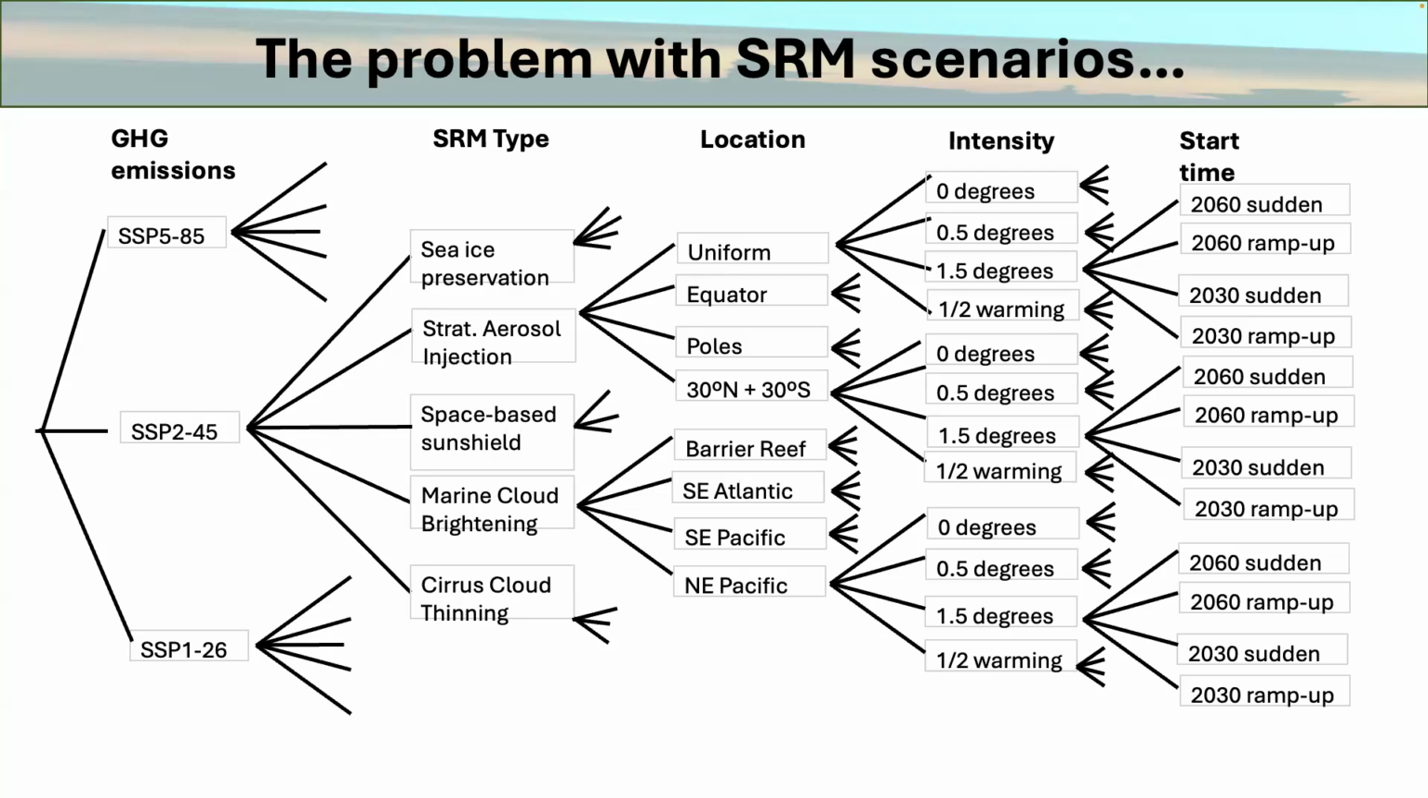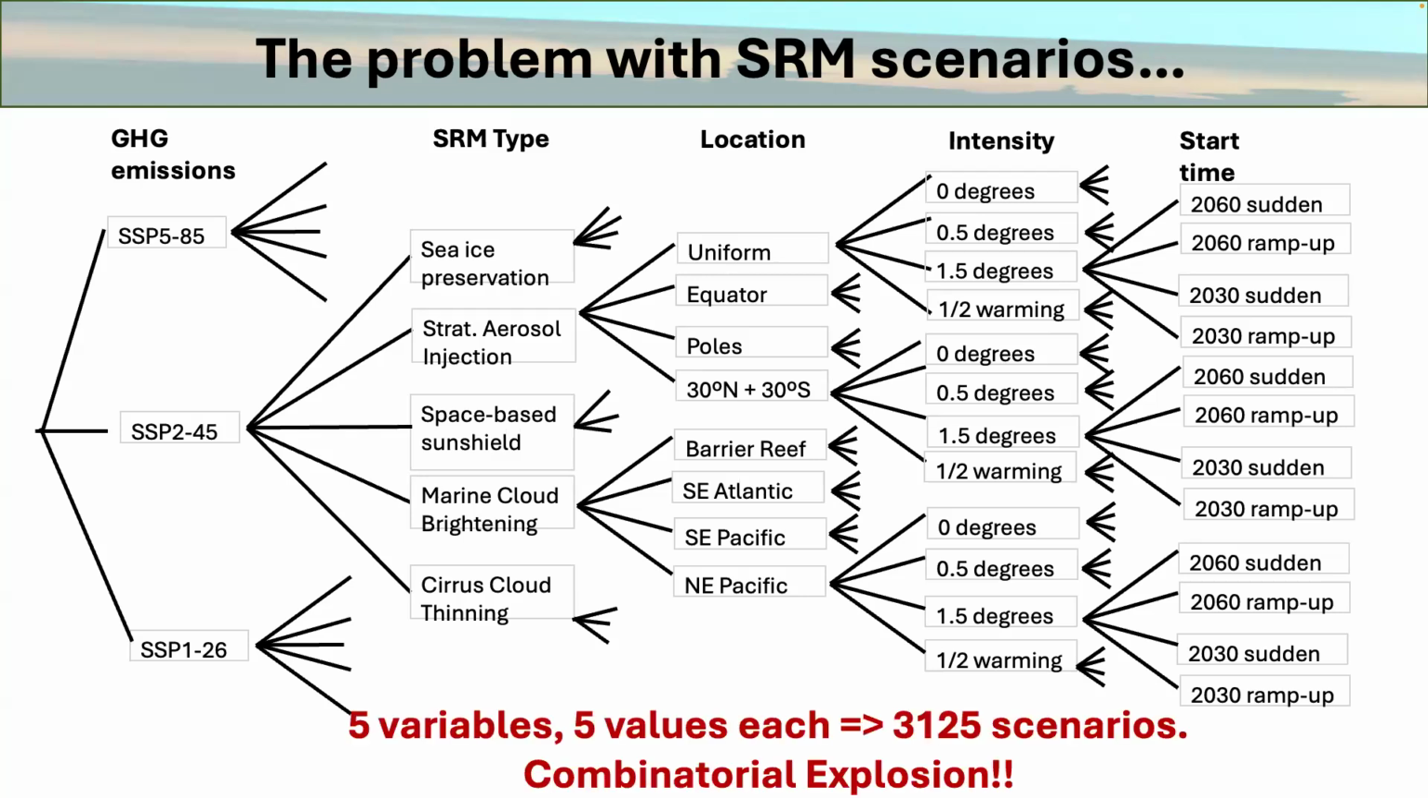But if you imagine that your scenario has 5 degrees of freedom, let's say the background CO2 scenario, the SRM type you use, the injection location you use, the starting time, and the intensity, and each variable has 5 possible values, you end up with 3,125 scenarios. I mean, good luck doing this in an Earth system model, especially at high resolution.